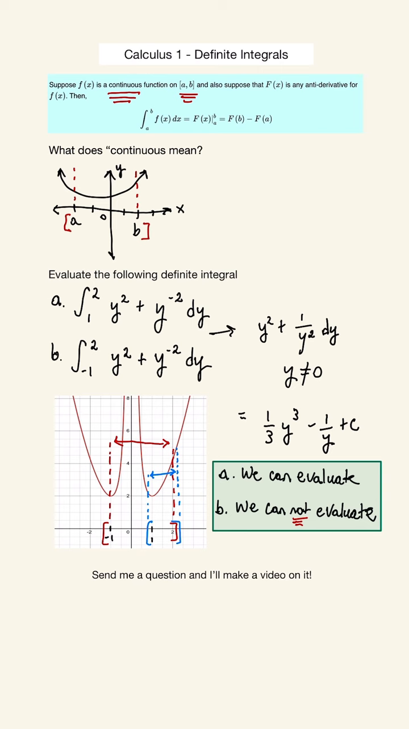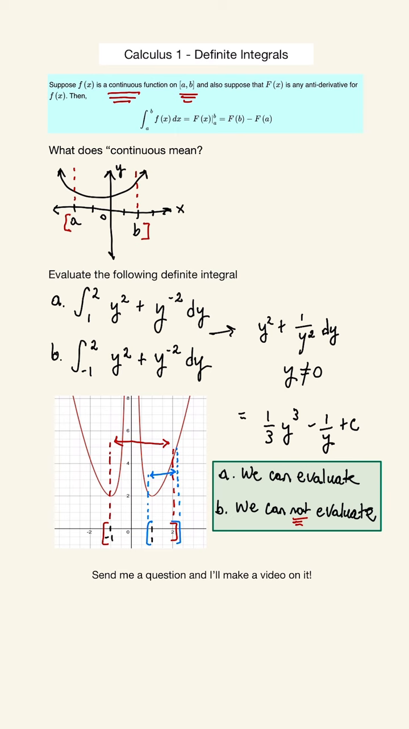So here we have the function y squared plus y to the negative 2 dy. And so we can graph this function, and you can see we have the graph here on the bottom. When we look at our boundary conditions from 1 to 2, we can see that our function indicated in blue is continuous. We have no breaks or gaps along this line of the graph. But when we look at part B of our boundary conditions from -1 to 2, we can see that we're going to have a gap or a break at y equal to 0.